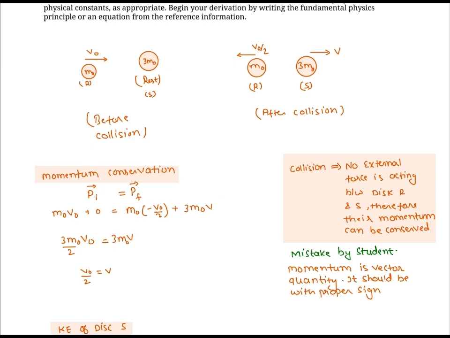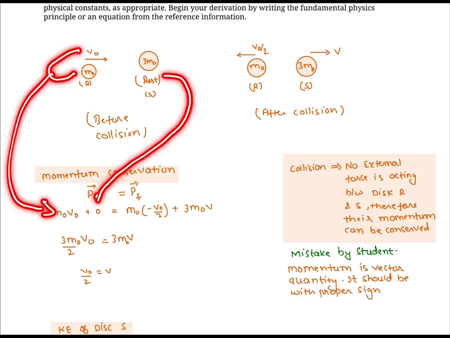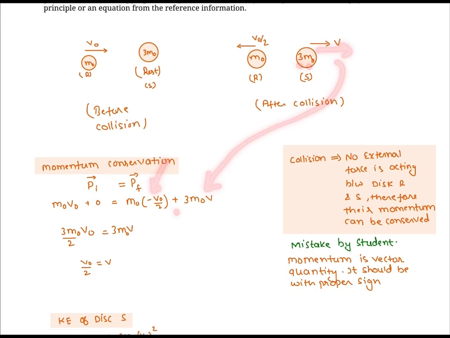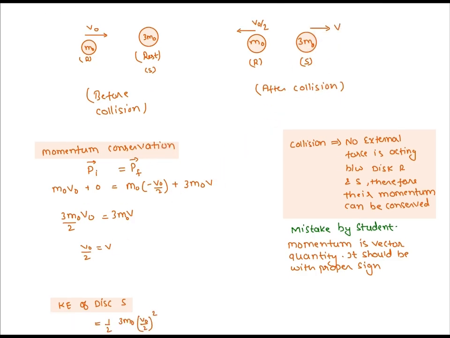So this is our system. What is the initial momentum? m naught v naught, and the other disk was at rest, so it should be 0. After collision, this m naught was moving with velocity minus v naught by 2, so here we have incorporated the negative sign, plus this 3m naught was moving with velocity v. Solving this, I get v equal to v naught by 2.